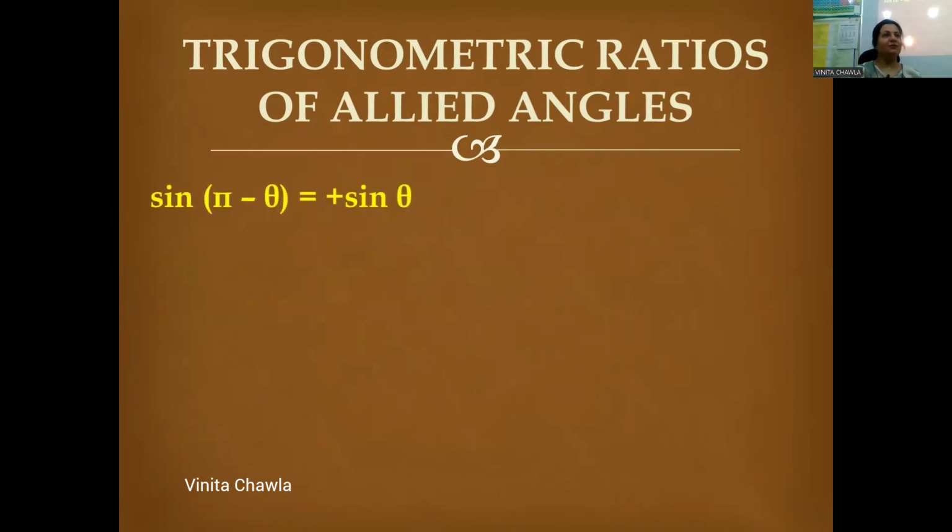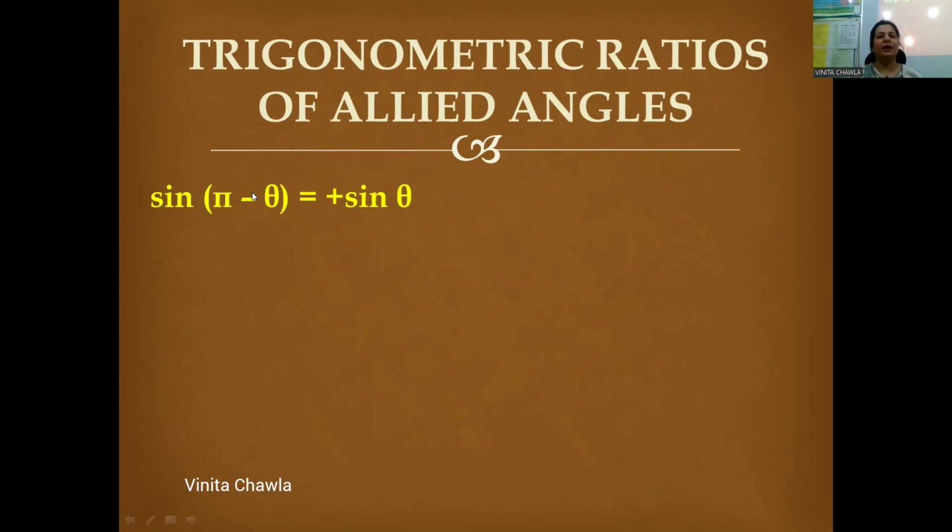As we have done for pi by 2, similarly we can do for pi or n pi. N pi means multiple of pi, like 2 pi, 3 pi, 4 pi. So here you can see sine remains sine only. It will not change to cos. It changes to cos when we have an odd multiple of pi by 2 because they are complementary. But if we have 180 degree, pi, 2 pi, 360 degree, angles like this, then it remains the same. It will not change to any other trigonometric ratio.